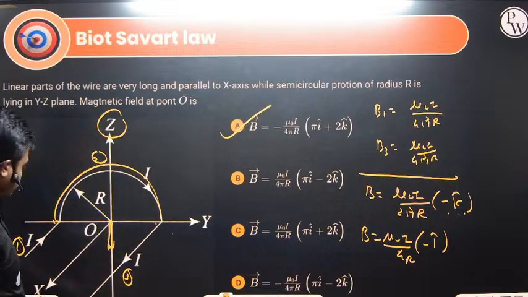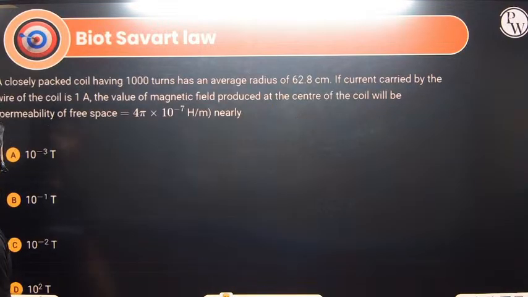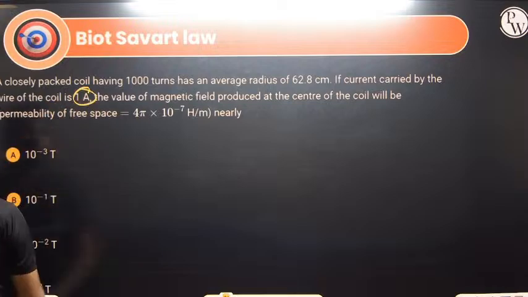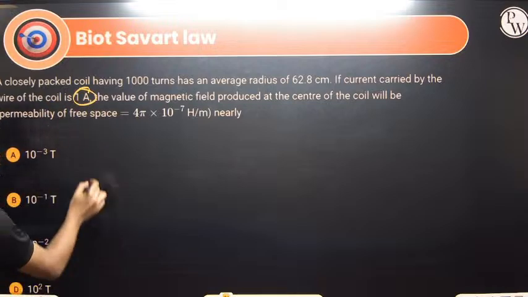Clear? Right. A closely packed coil having 1000 turns has an average radius of 62.8 centimeter. If the current carried by the wire of the coil is 1 ampere, find the value of the magnetic field produced at the center of the coil. What is the magnetic field at the center of the coil?